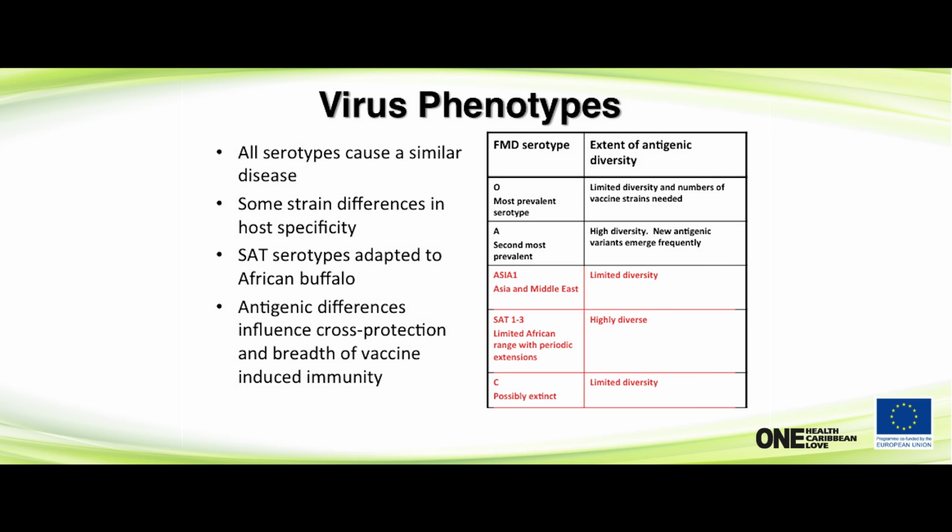The type C virus is actually possibly extinct and has not been isolated anywhere in the world since 2004, when it was last isolated both in the Amazonian region of South America, which was rather a mysterious case, and also in East Africa. And the Asia 1 virus, as its name suggests, more or less occurs in parts of southern Asia.